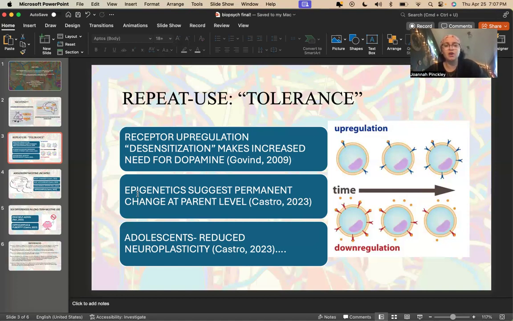So we also see that repeat use makes physiological changes in times of reduced plasticity. And times of reduced plasticity for humans are whenever we're in utero and whenever we're around the time of puberty.